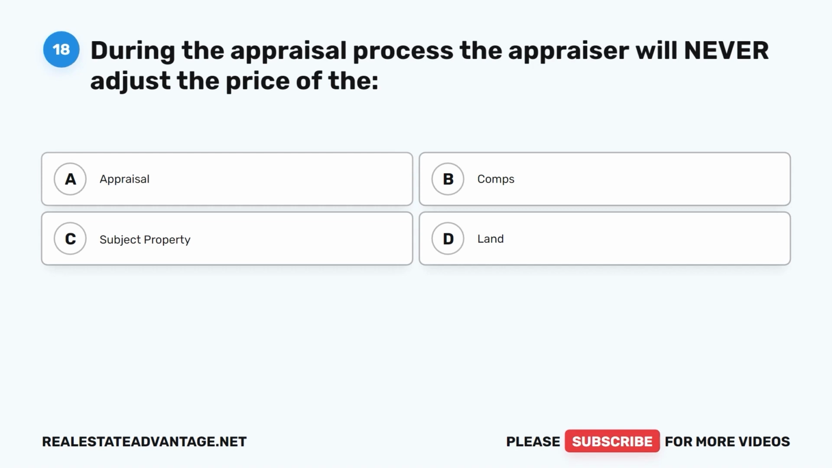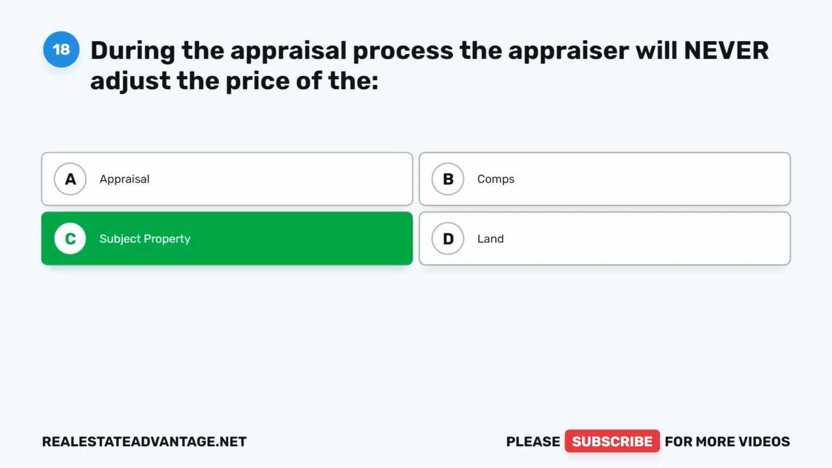Question 18. During the appraisal process, the appraiser will never adjust the price of the A. Appraisal, B. Comps, C. Subject property, D. Land. The correct answer is C.